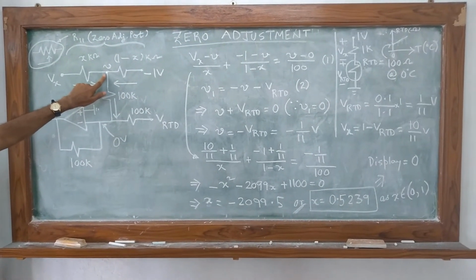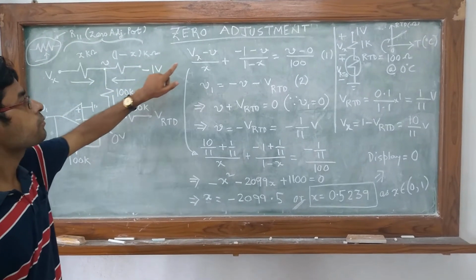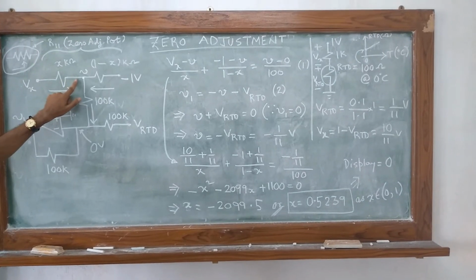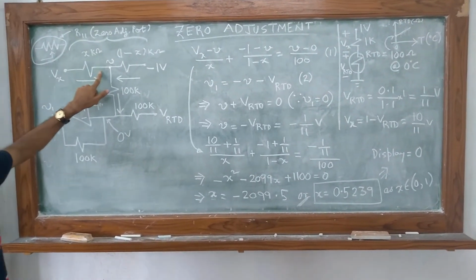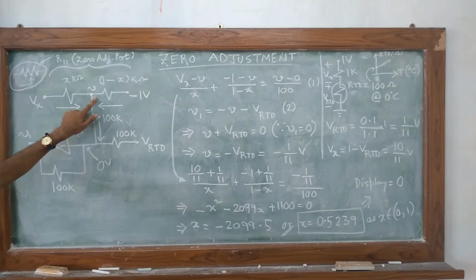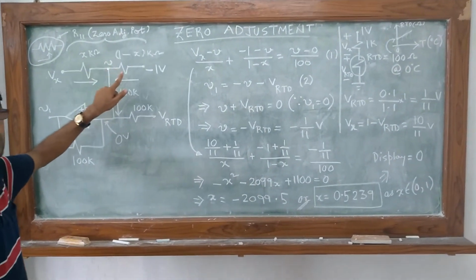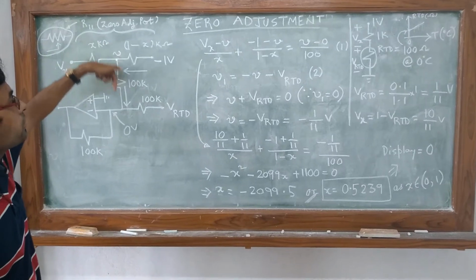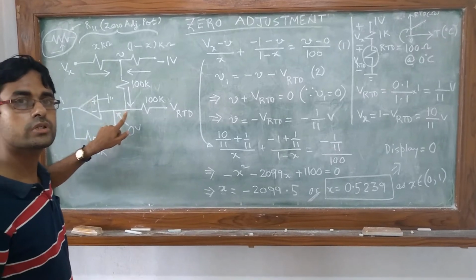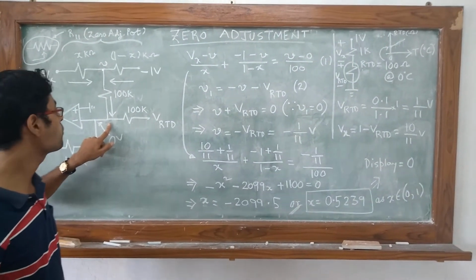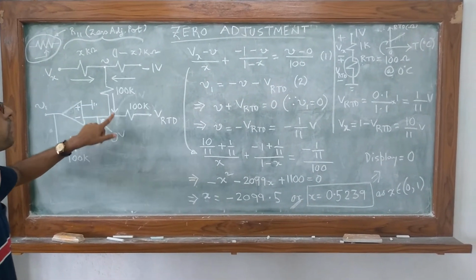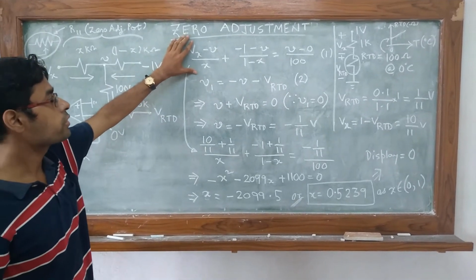So this is one node, and we can frame the nodal equations based on expression 1. So you have (Vx minus V) divided by x plus (minus 1 minus V) divided by 1 minus x, leading to a summation current going from node of value V to this particular node, which is at virtual ground. So this should be at 0 volt, and so we can frame this equation as equal to (V minus 0) divided by 100. This is one equation.